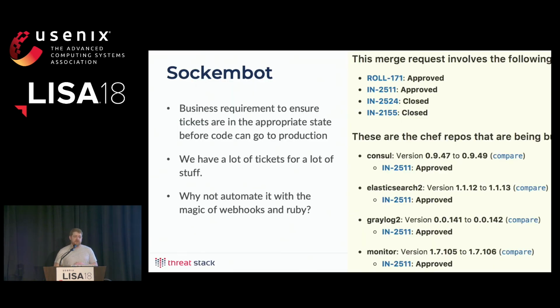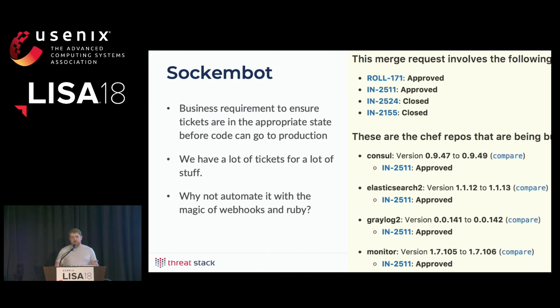Recently, we had to go through a SOC 2 Type 2 evaluation. We had a requirement to make sure that our code was ready to go to production when we were actually shipping stuff. We have a lot of tickets, and so we wanted to be able to give people the power to merge their own code into production and use Jira as a way to make sure that somebody else had reviewed it and approved it.